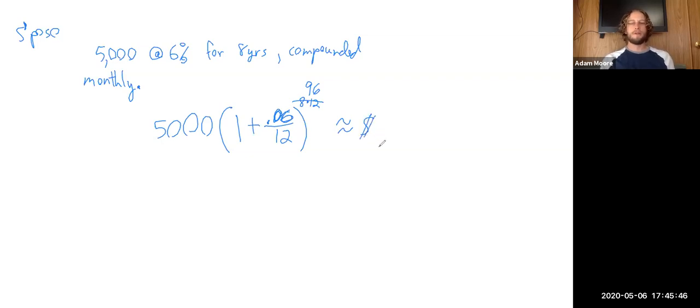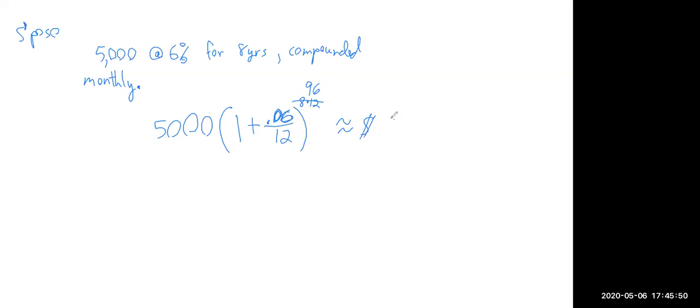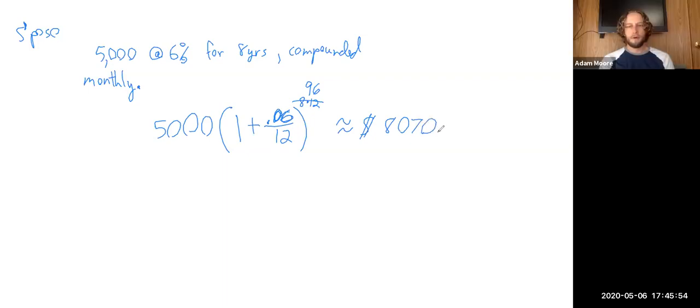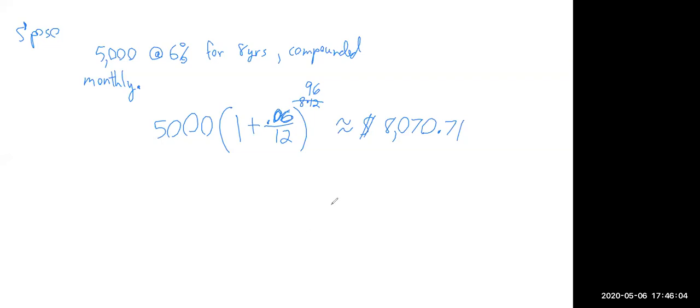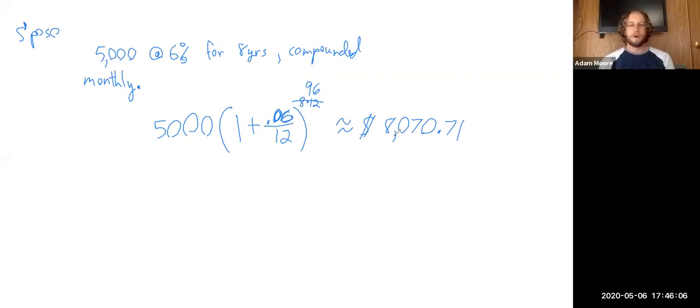Anybody got a number on this one? 8,070.71? 8070, yeah, 71. That sounds about right. Anybody else getting the same thing? Yeah, it has to be at least close. Yeah, I got the same thing. Okay, cool, so we'll go with it. Math is always done by majority vote, you know. Cool, this looks good.